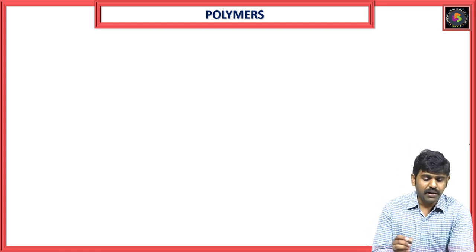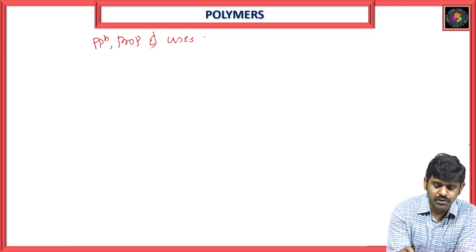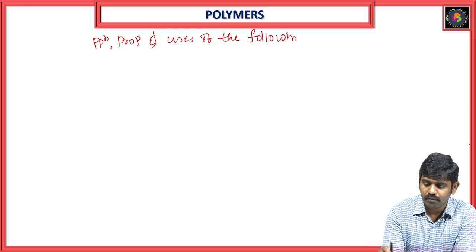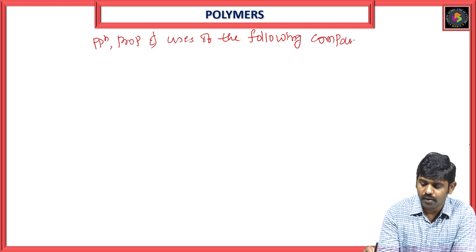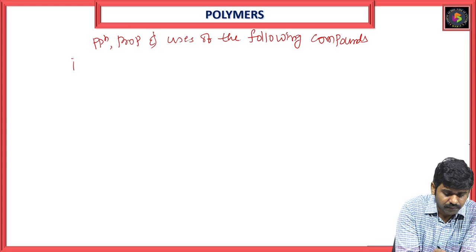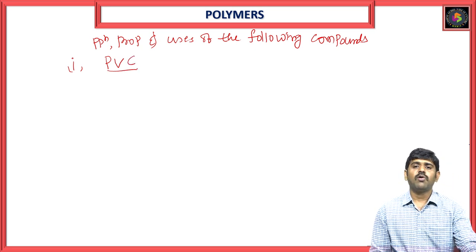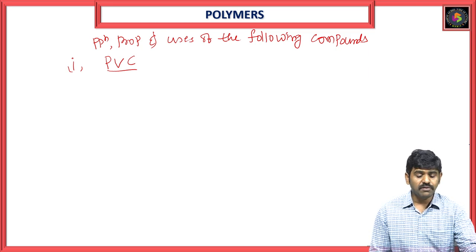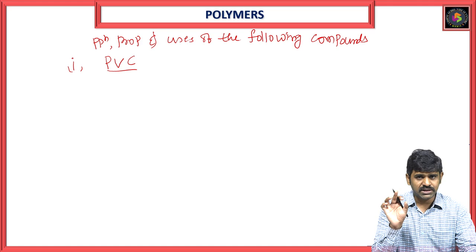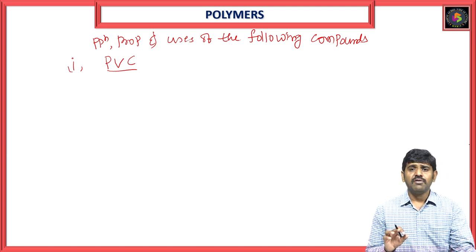Next topic: preparation, properties and uses of the following compounds. In that, the first compound is polyvinyl chloride, PVC. The name itself indicates vinyl chloride, the vinyl group, that is CH2=CHCl. So, this polyvinyl chloride is mainly formed by the polymerization of vinyl chloride.